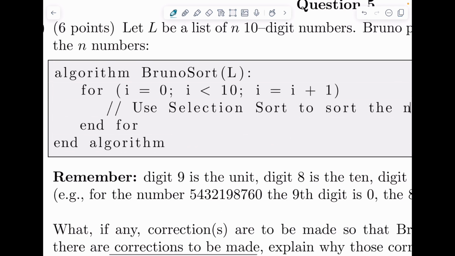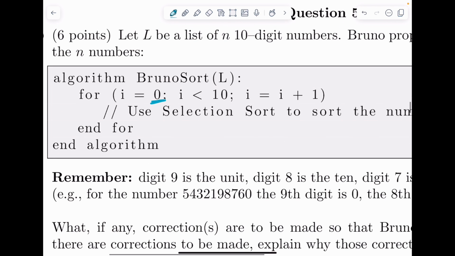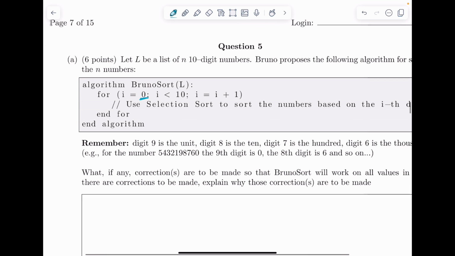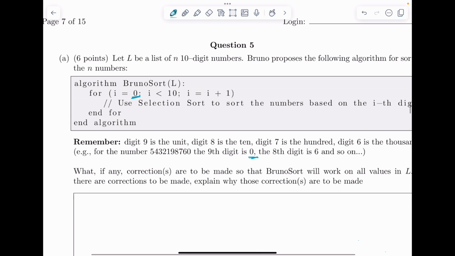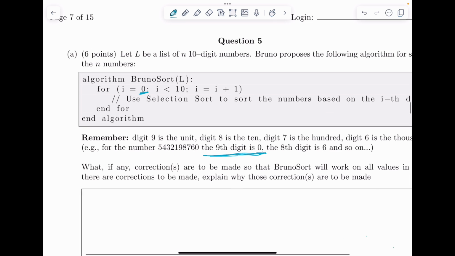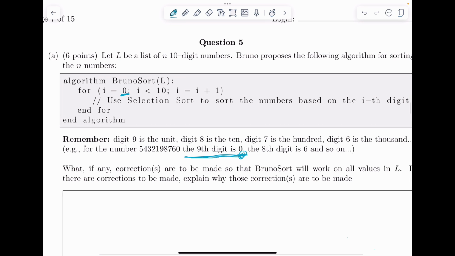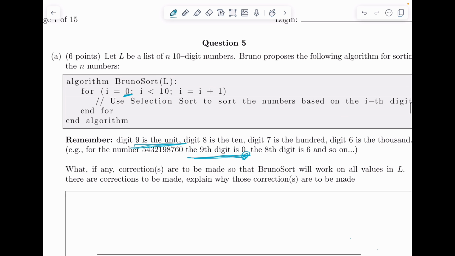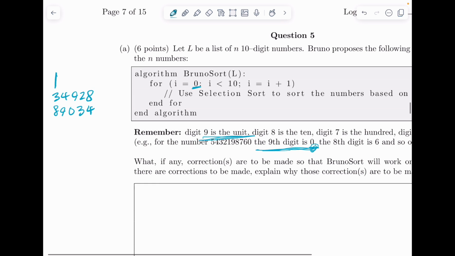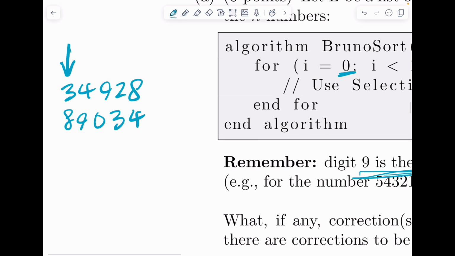But look at what Bruno's sort does. It is starting at the very first digit, because that's what they said here. Digit 0 is the, right? Did I set that up right? Yeah, when i equals 0, it's going to be the very start of the number because when i is 9, that's the units digit. So it is starting with the biggest digit and ending at the smallest, the ones digit. So this is going to sort it based off of the biggest digit first and then move forwards like this.